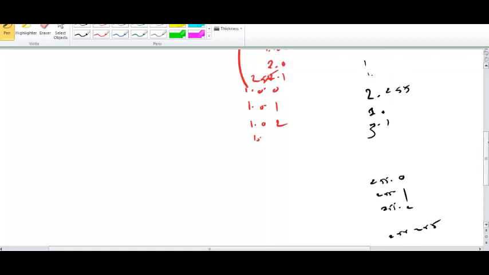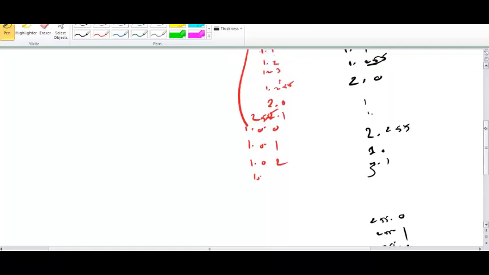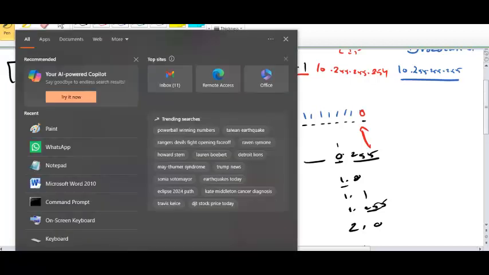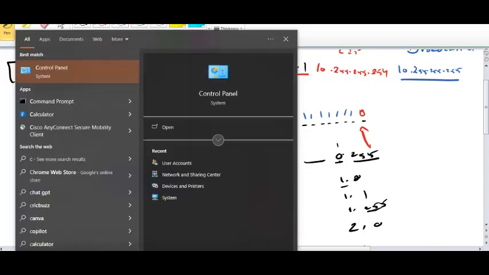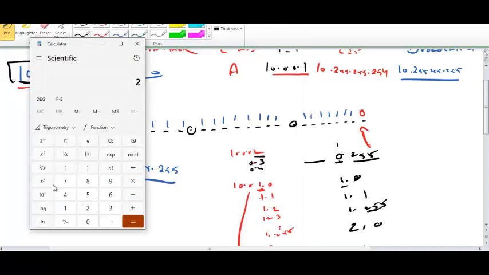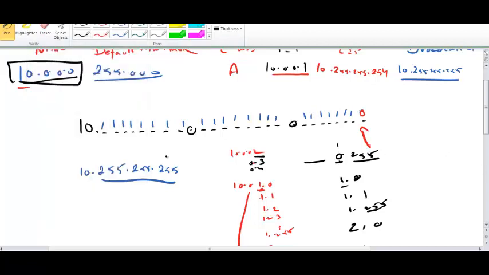How many you will get, you know? You just take the calculator and see, you will get more than 6 lakhs. Calculator. 2 to the power of 24 bits. 16 million. So, you get more addresses. 16 lakhs. That's right, not million.